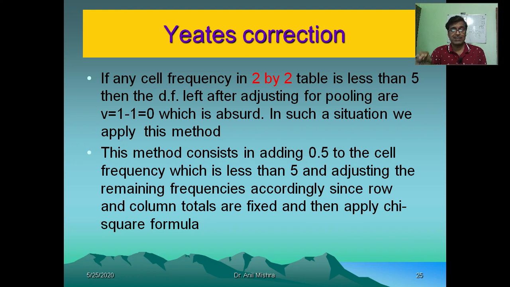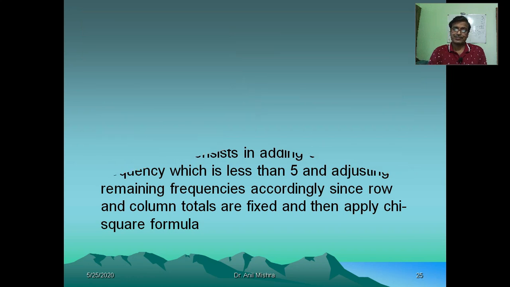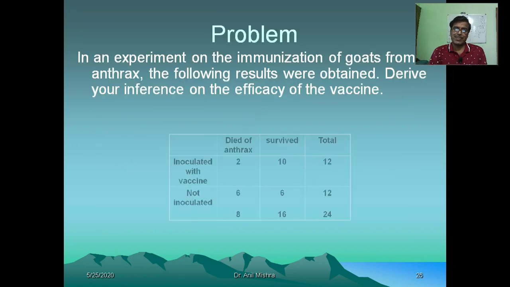Let's start with an example and explain it. By making the Yates correction, we have to calculate it. Without making the Yates correction, we will also calculate it. Let's start with the problem.